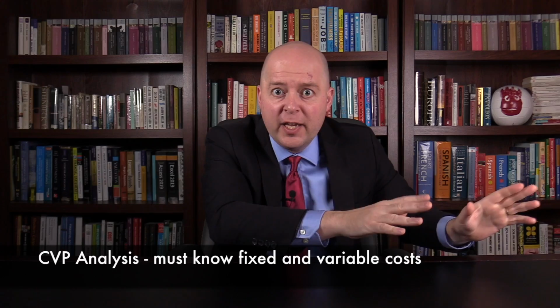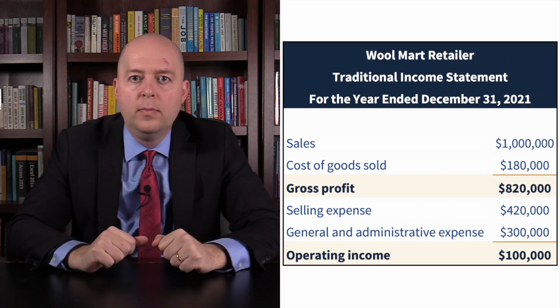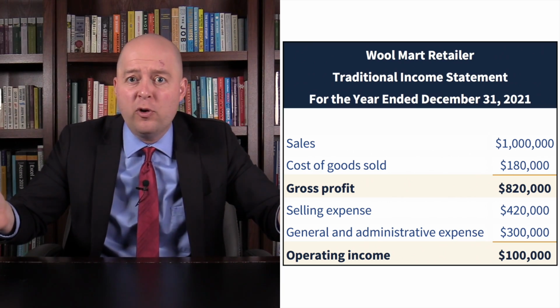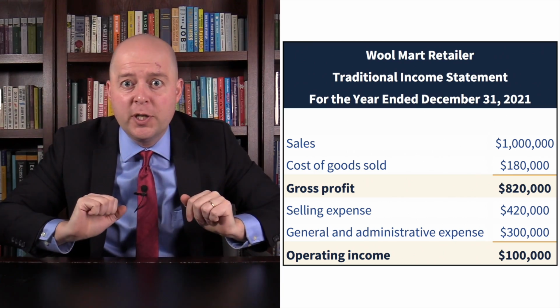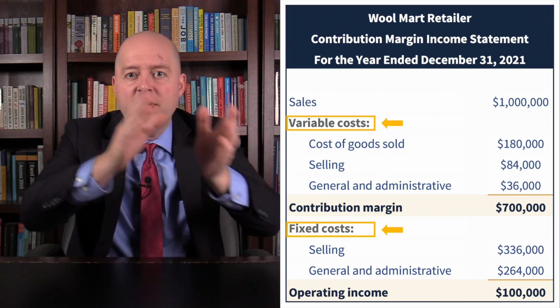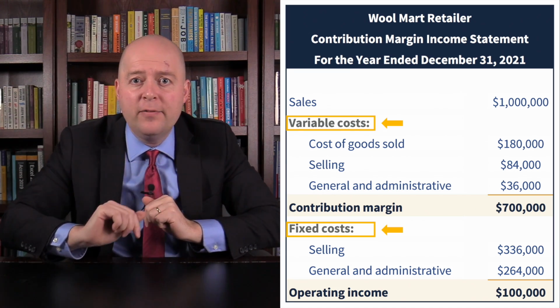To perform CVP analysis, you need to know how costs behave, which costs are fixed, and which costs are variable. A traditional income statement makes no distinction between fixed and variable costs, but a contribution margin income statement does. The contribution margin income statement organizes costs based on their behavior. Here's an example. Note that fixed and variable costs are clearly identified.